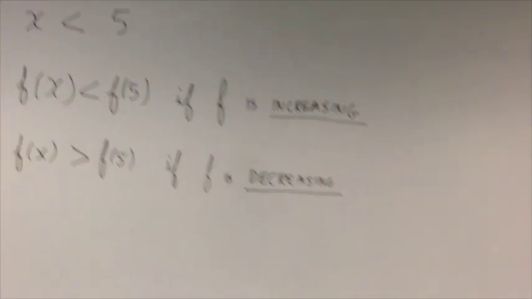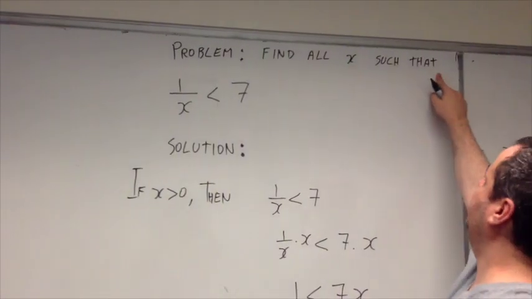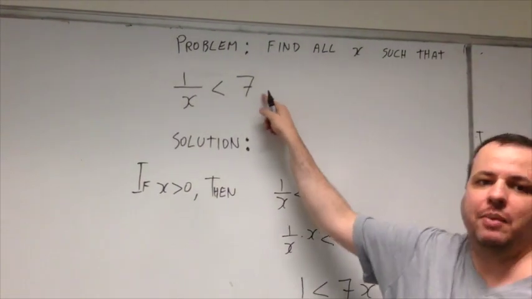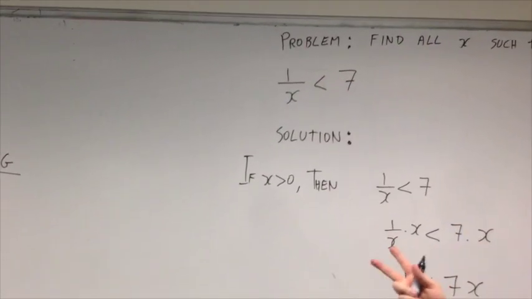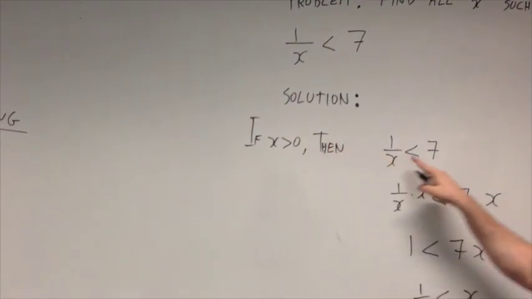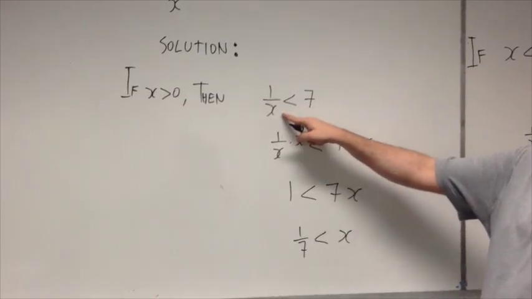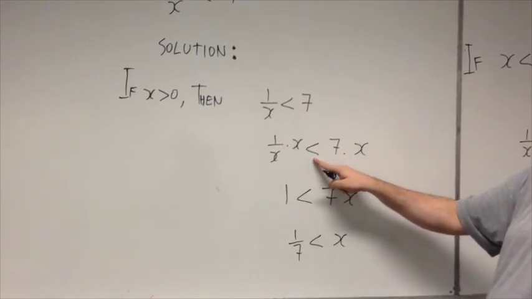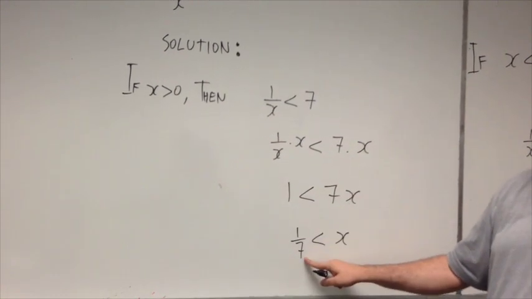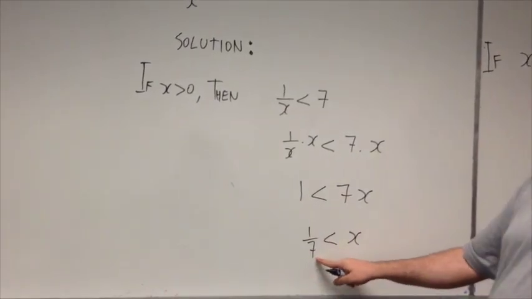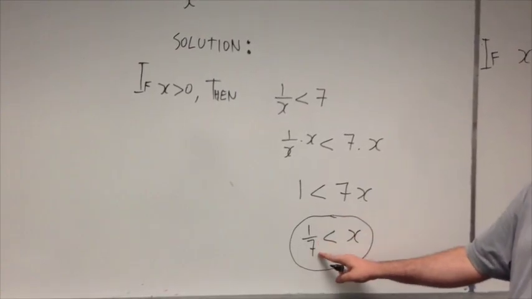Let's solve a practical problem so that you can get a feeling. Find all the values of x such that this inequality holds. Find all real numbers such that the inverse of the number is smaller than 7. We have to break this problem in two parts. If x is positive, you multiply both sides by x. Multiplying by a positive number, you keep the inequality as it is. You cancel this as 1, you divide by 7, and dividing by 7 is an increasing function, so that's our solution here. If x is positive, x has to be bigger than 1 over 7.